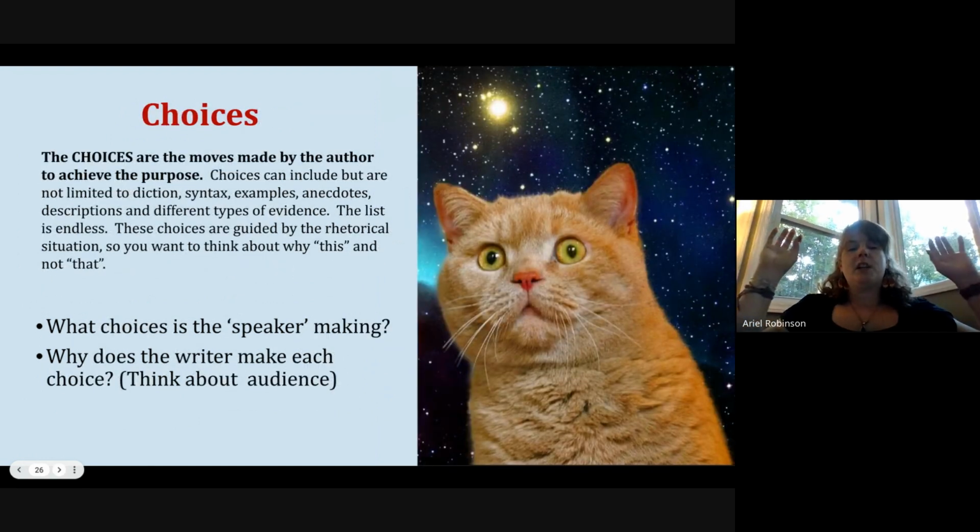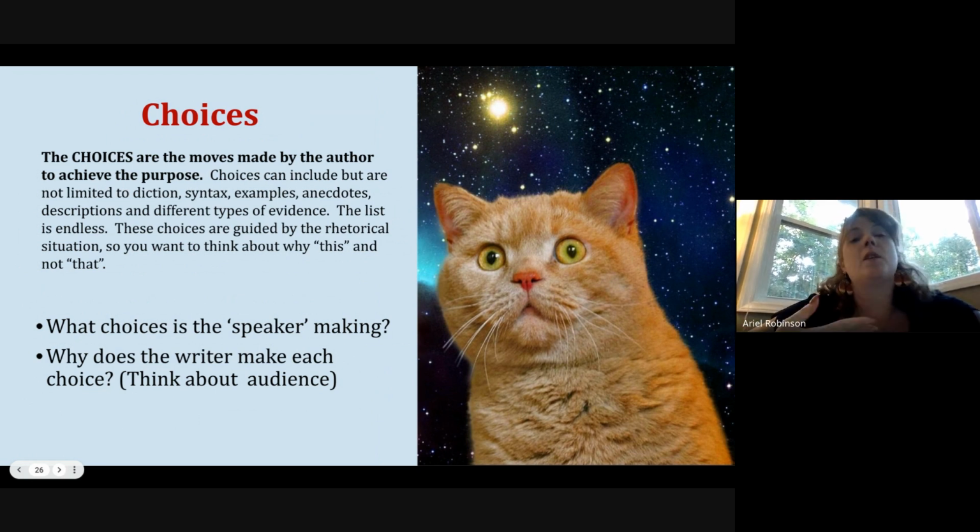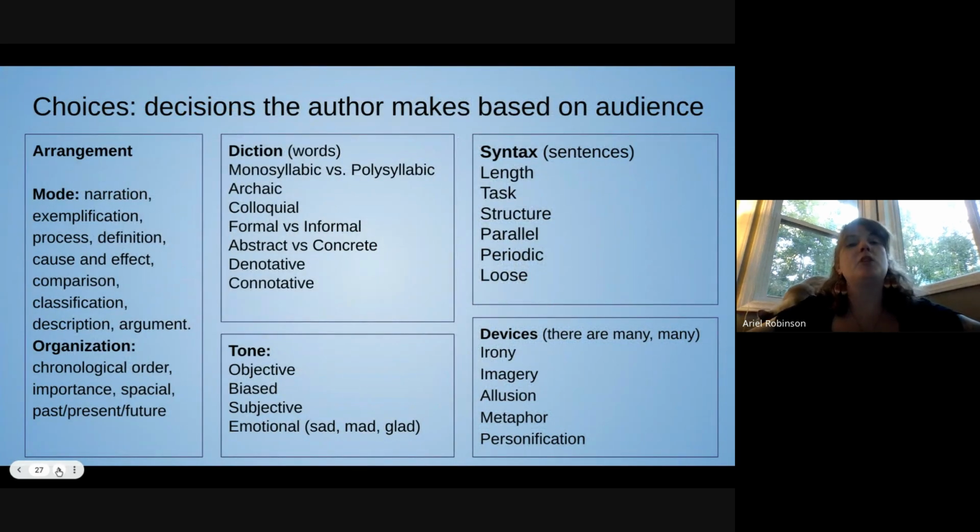Okay, so you're going to hear me harp on this a lot. Choices are incredibly important, because the choices that a rhetor or whoever is giving the speech makes are going to be based on who the audience is, and those choices and those moves are going to create that argument. So choices are way bigger than just, oh, the author chose to appeal to emotion. Yeah, but there are so many different ways to appeal to people.